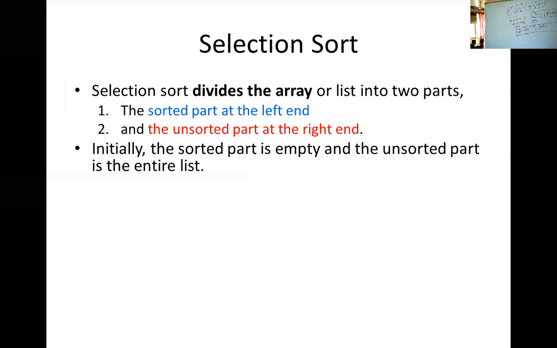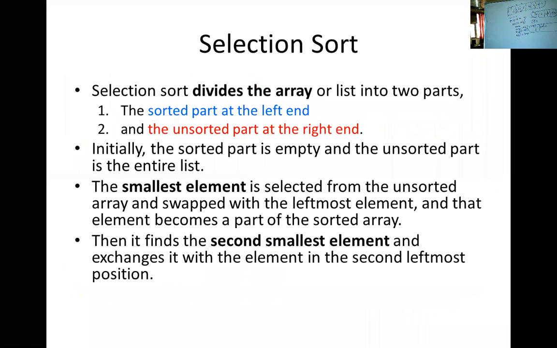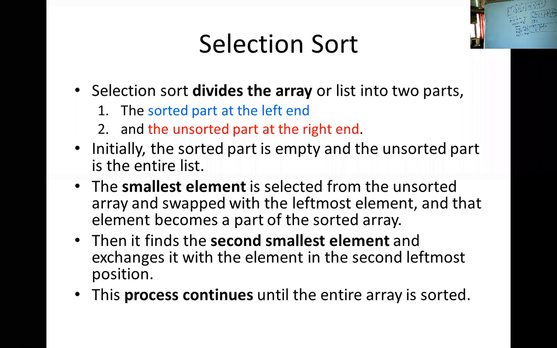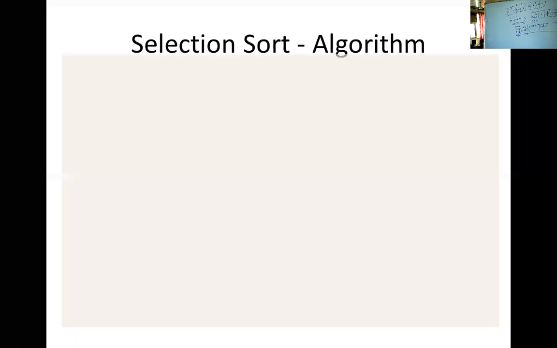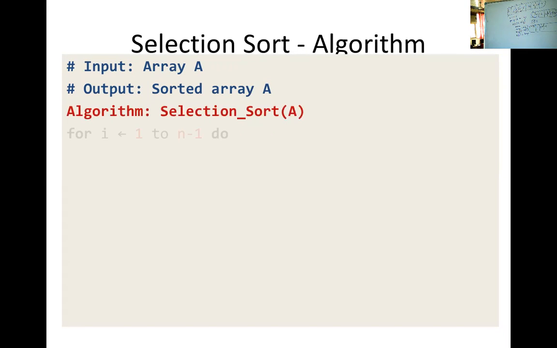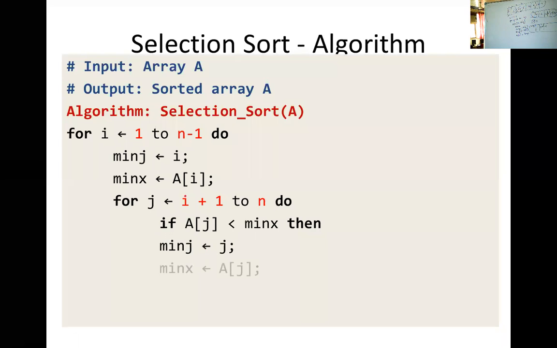Selection sort divides the array into two parts: the sorted part at the left hand and the unsorted part at the right hand. The smallest element is selected from the unsorted array and swapped with the leftmost element. That element becomes part of the sorted array. So this process continues until the array is sorted. So this is your algorithm.